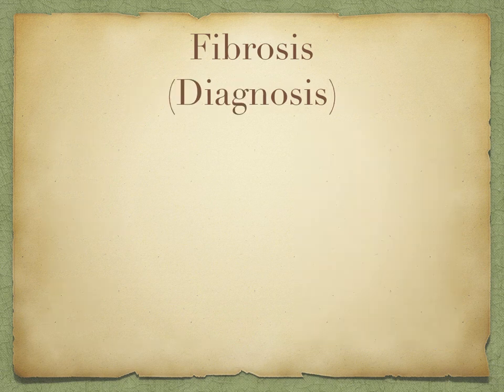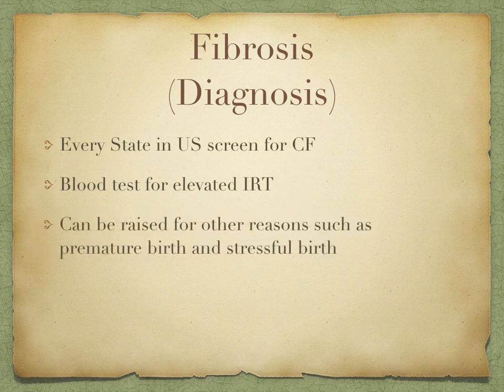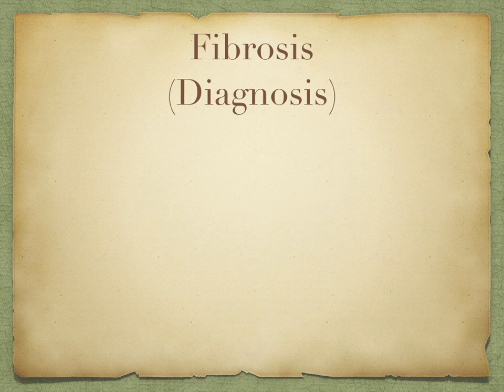To diagnose cystic fibrosis, every child in the U.S. is tested early on at birth. There is a blood test that will check for elevated IRT, and this IRT level can also be raised based on premature birth or stressful birth. So you'll need other tests to confirm. Those two tests are a gene test or a sweat test.